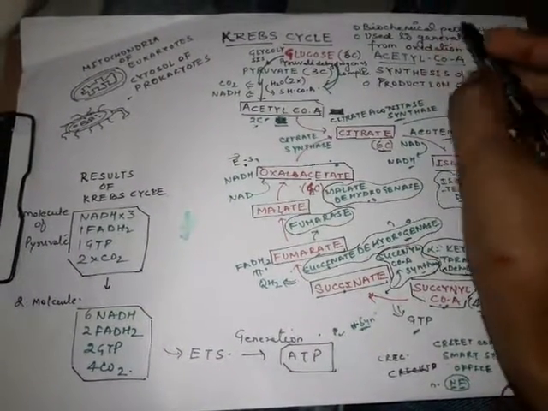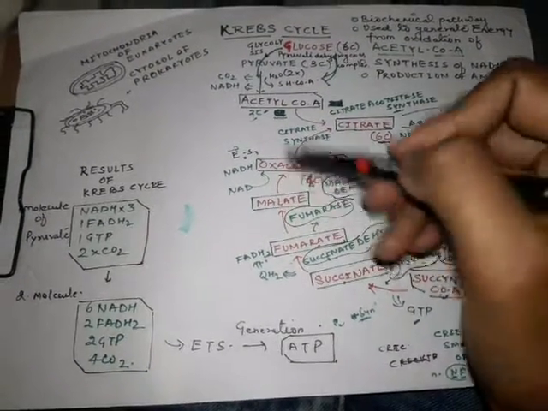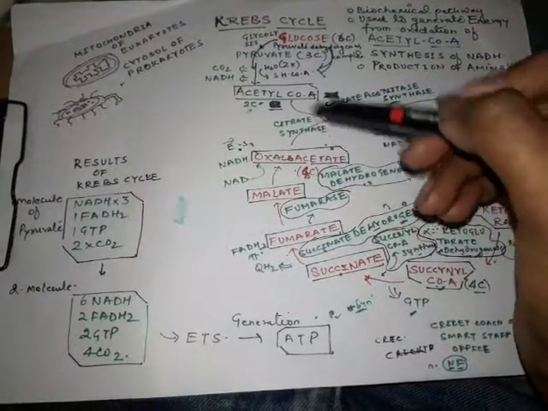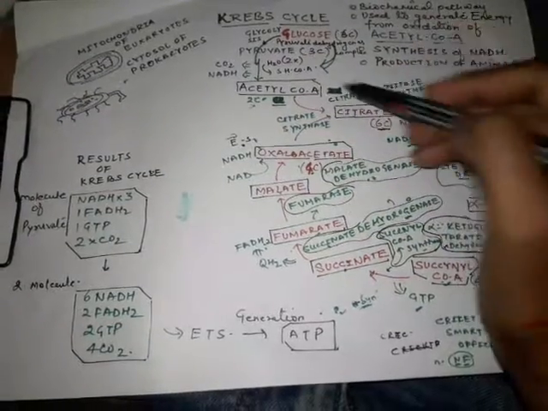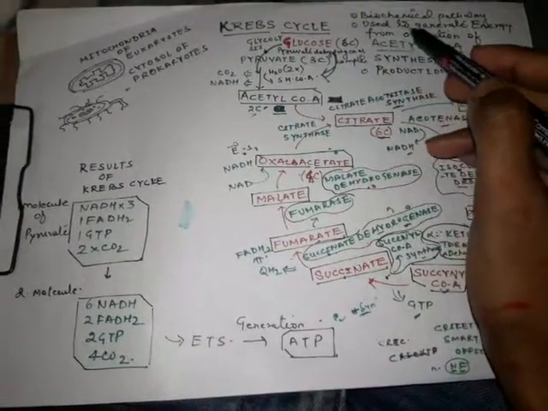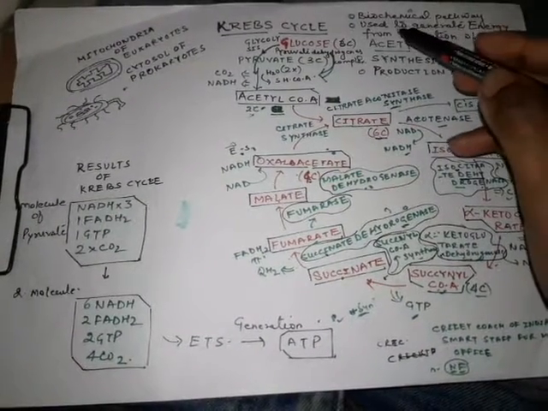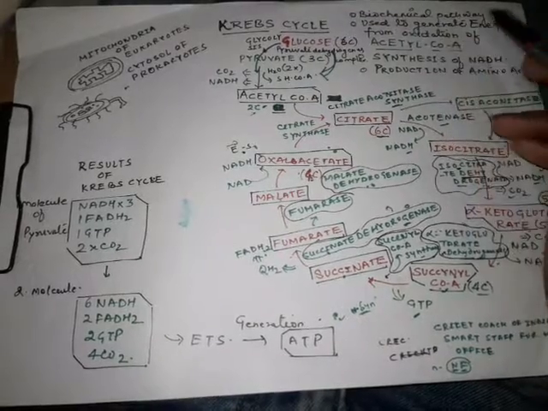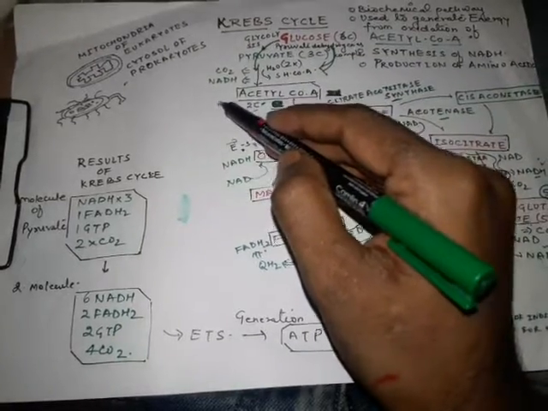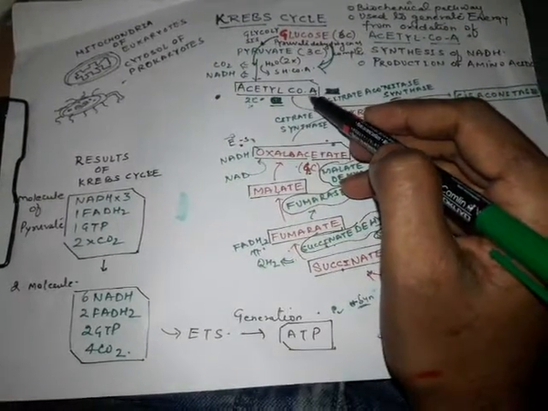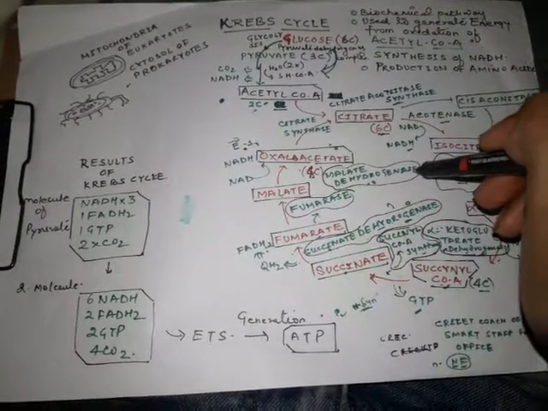I have also mentioned these points. This is a biochemical pathway, because it happens inside your cell, in the mitochondria. In a biological system, several chemical reactions are involved, so the cycle is called a biochemical pathway. In this cycle, NADH is formed, which is an energetic molecule, used to generate energy from oxidation of acetyl coenzyme A, the main substrate of the Krebs cycle. Synthesis of NADH and production of amino acids also take place in this cycle.